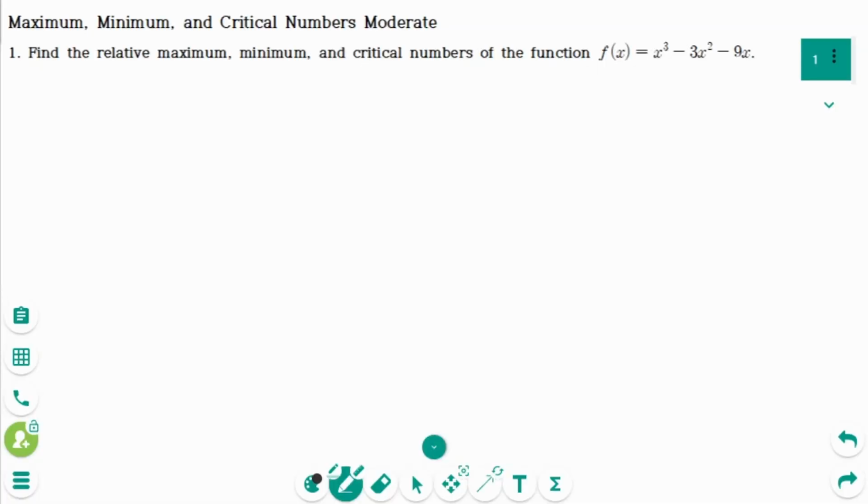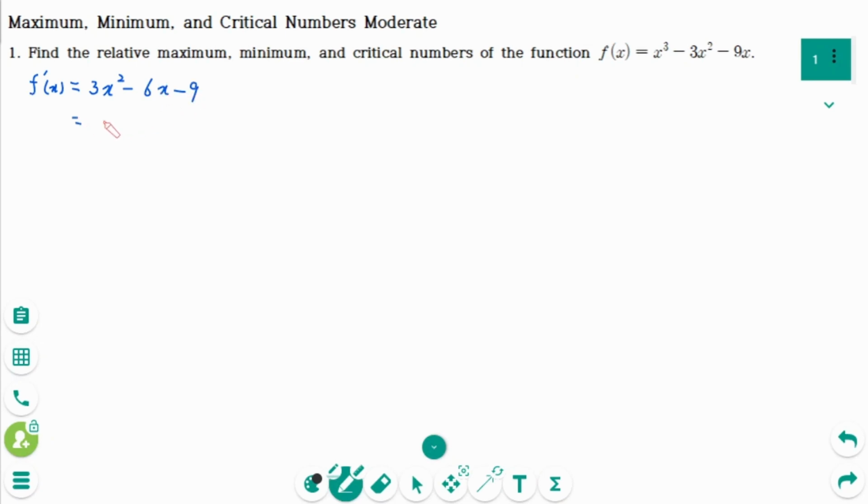This video will cover moderate questions regarding the topic of maximum, minimum, and critical numbers. Question 1. f of x equals x cubed minus 3x squared minus 9x. f prime of x equals 3x squared minus 6x minus 9.